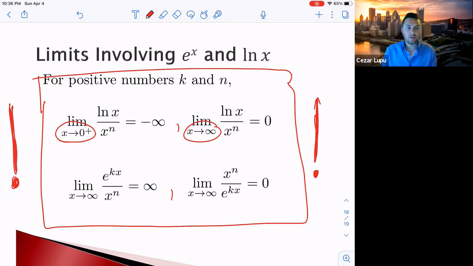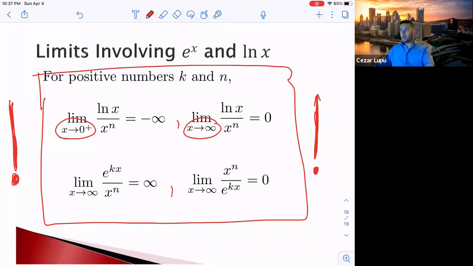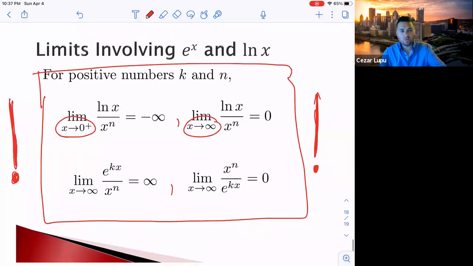The limit as x approaches infinity of e to the kx, everything over x to the power n, is infinity. And the limit as x approaches infinity of x to the power n, everything over e to the power kx, is 0. These are the two limits that I would like you to have a very good look at, because this will be important. And now, let me draw your attention to one more example, and I think I will stop. It wasn't my intention to make the lecture pretty long.